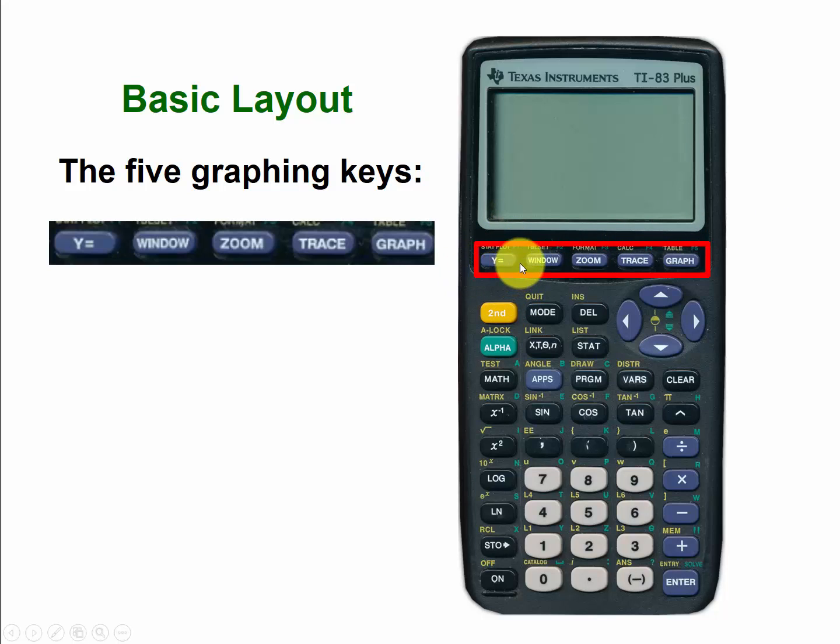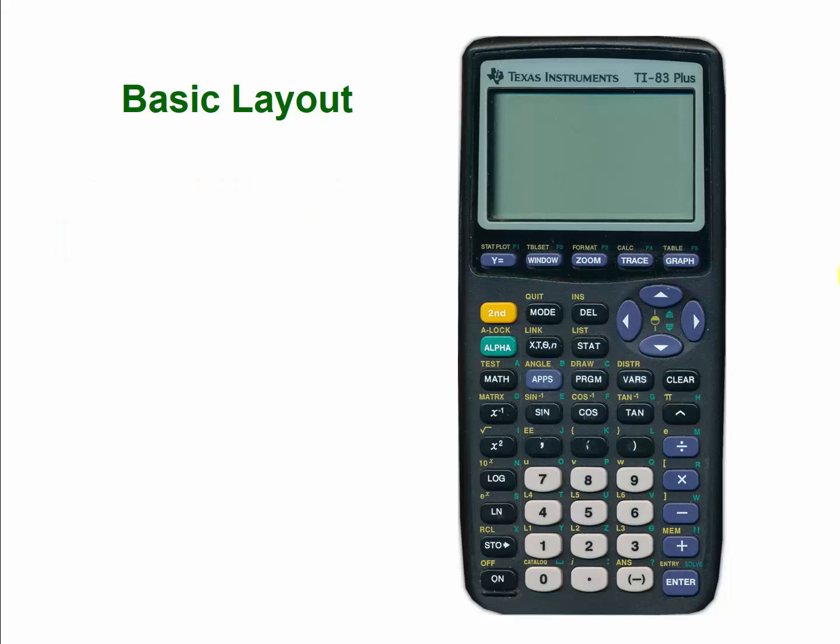The Y= button is where you put the equation that you want to graph. Hitting the graph key will graph it on the screen. Window will show the window settings of the graph, and the zoom key allows some commands that you can use to change a window setting quickly. The trace command allows you to trace ordered pairs on your graph.